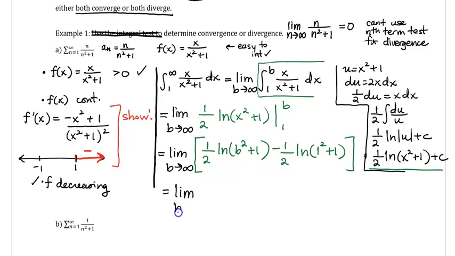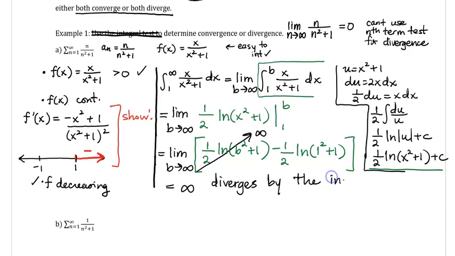So we have the limit as b approaches infinity of, well, as b approaches infinity here, this goes to infinity. Natural log is an increasing function. It increases off to infinity. This entire expression, this entire limit goes off to infinity. So if this integral is equal to infinity, then the series must also be diverging because the integral diverges. So this diverges by, what test did we use? We used the integral test.